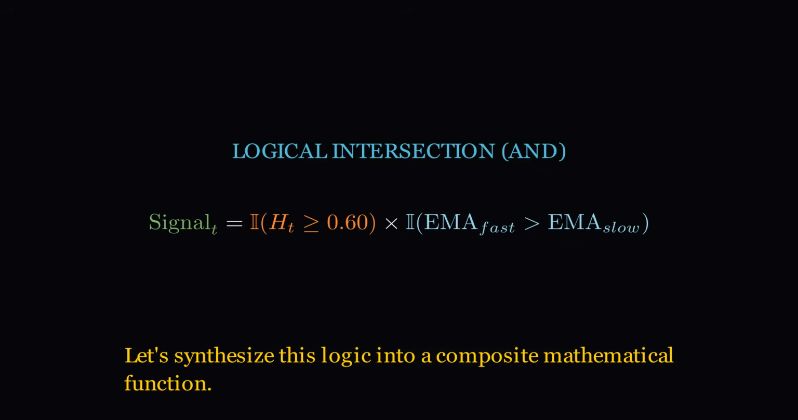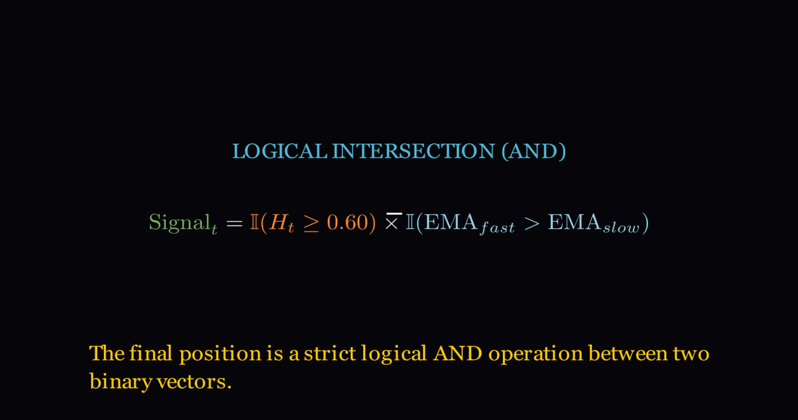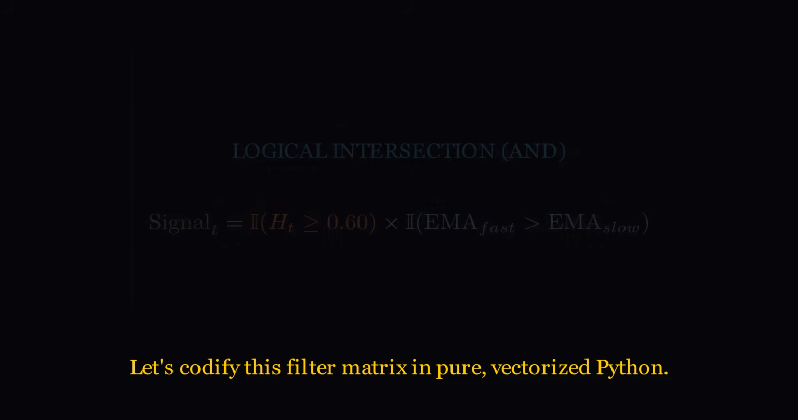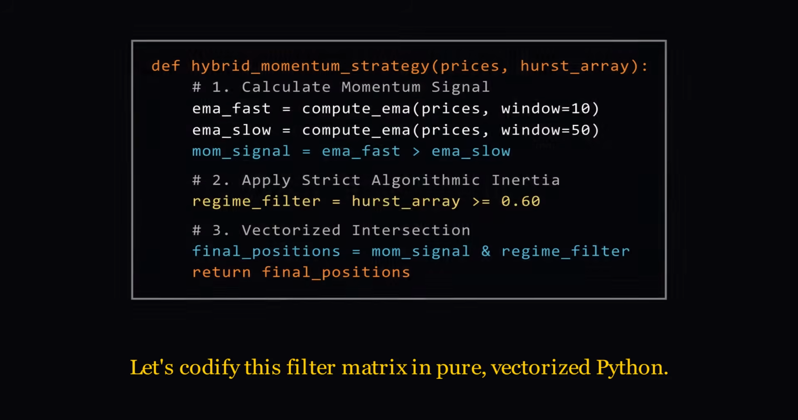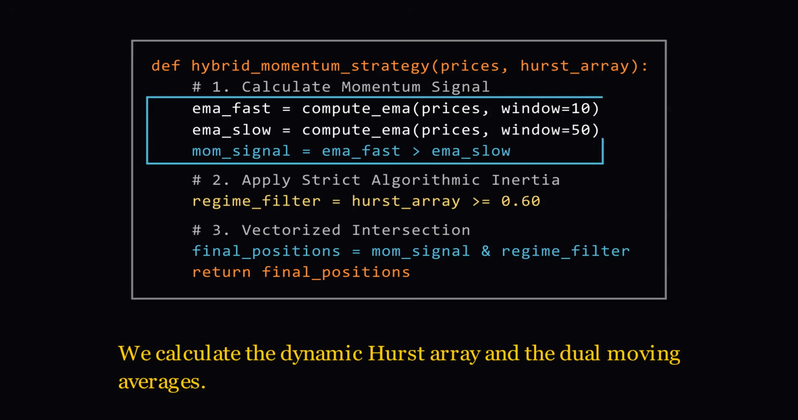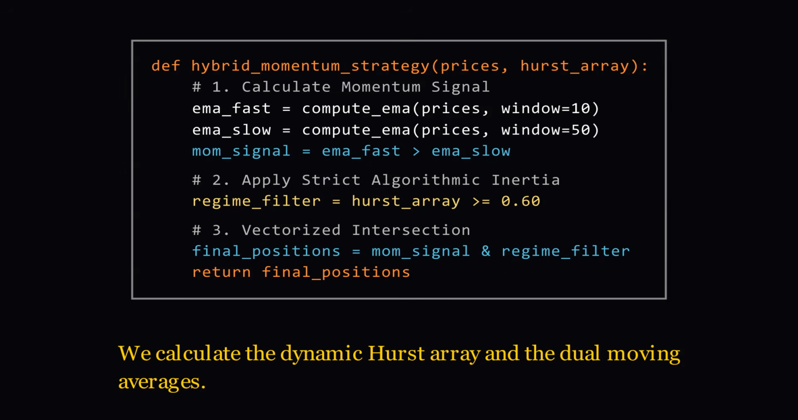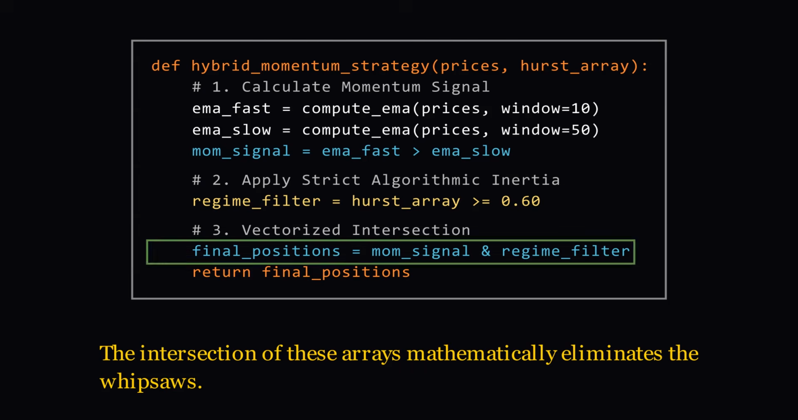Let's synthesize this logic into a composite mathematical function. The final position is a strict logical AND operation between two binary vectors. Let's codify this filter matrix in pure, vectorized Python. We calculate the dynamic Hurst array and the dual moving averages. The intersection of these arrays mathematically eliminates the whipsaws.